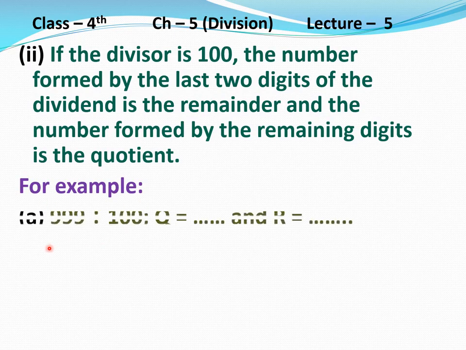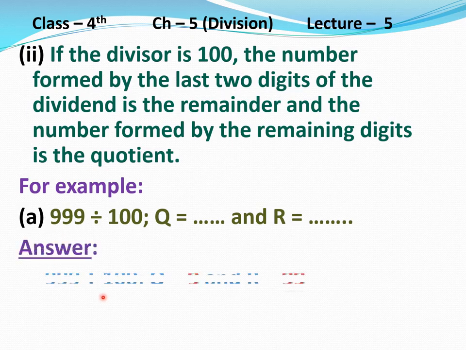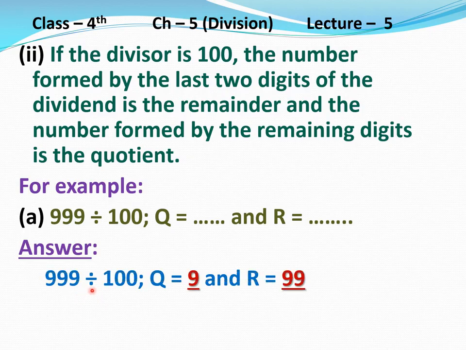For example, A part 999 divided by 100. Quotient equal to dash and remainder equal to dash. See, divisor is 100. Then the number formed by the last two digits of the dividend, that is 9 and 9, number formed is 99. Here 99 will be remainder and the number formed by the remaining digits, that is 9, will be quotient. Clear? Write down answer. 999 divided by 100, quotient equal to 9 and remainder equal to 99. Clear?